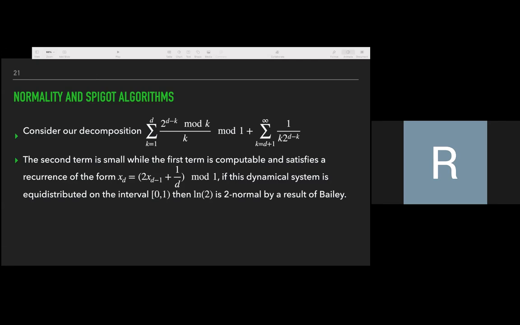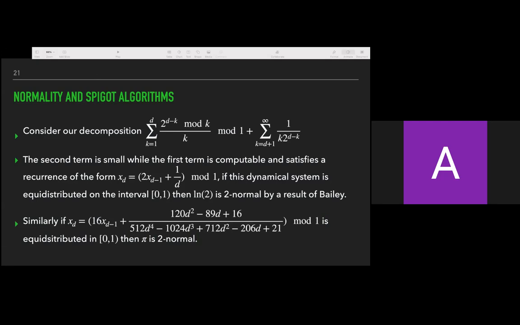If it can be shown that this part is equidistributed, which means that if we take an interval a b on 0, 1, then the sequence of x_d's will be equidistributed if the number of terms in that sequence is proportional to how big the interval a b is on 0, 1. If we can show this dynamical system is equidistributed on 0, 1, then ln of 2 is 2 normal by a result of Bailey. This works for basically all Spigot algorithms: we can create this dynamical system with the first part, and the second part is an error term that we can get rid of with some analysis.